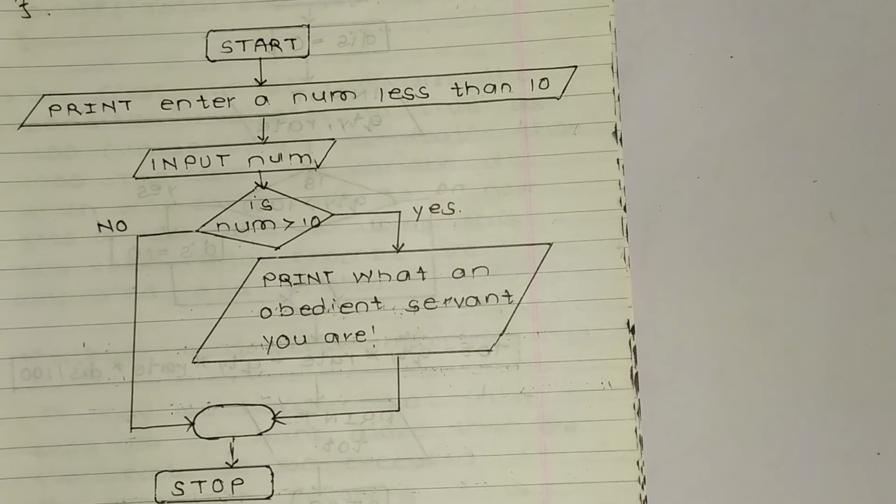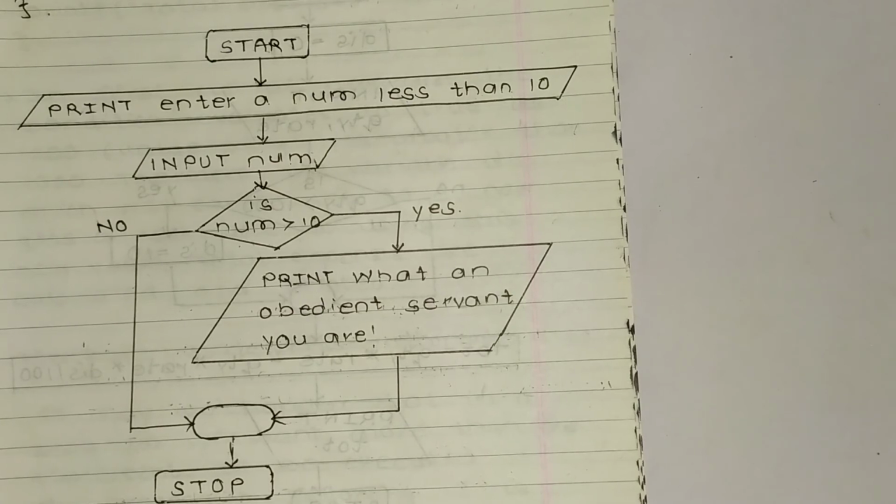Then the arrow is pointing to yes or no. So there are two conditions, that is yes or no. Then if yes, print what an obedient servant you are, and if no, then stop. So this is basically the flowchart.